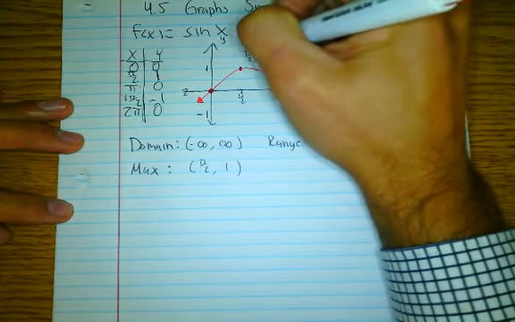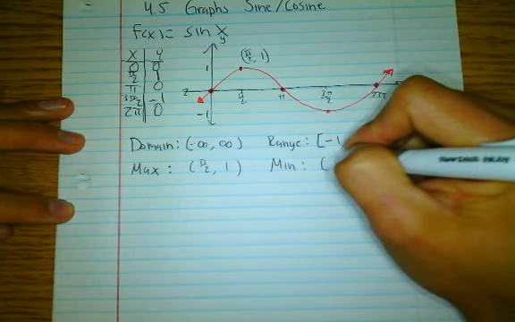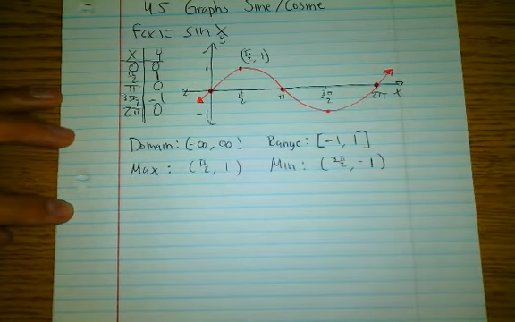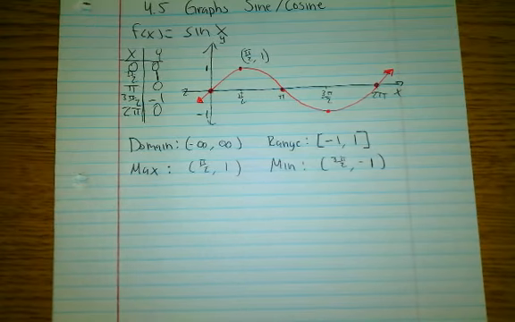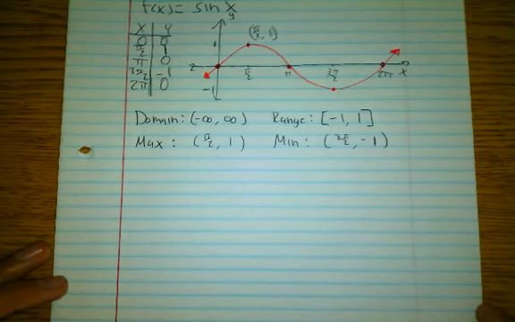What would your minimum be? So 3 pi over 2, negative 1. You guys okay with that? Okay. At this point, you might be like, that's kind of irrelevant. It's going to come back here in just a second, okay? One last thing I want to ask you about this graph, and then we'll move on to cosine.